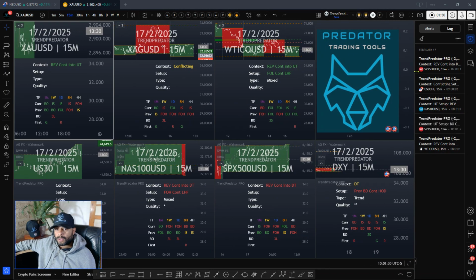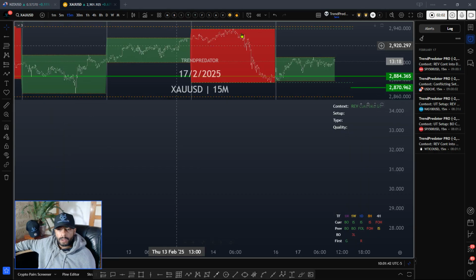What we'll do is have a look at those in a moment. I'm quite interested in gold as well. I say that because of that red day signal.